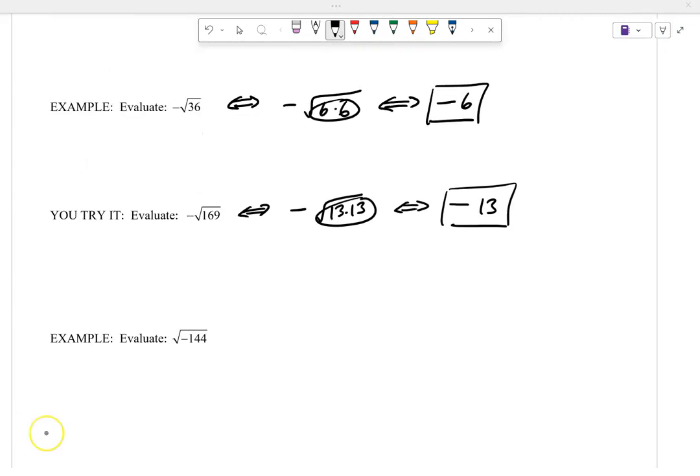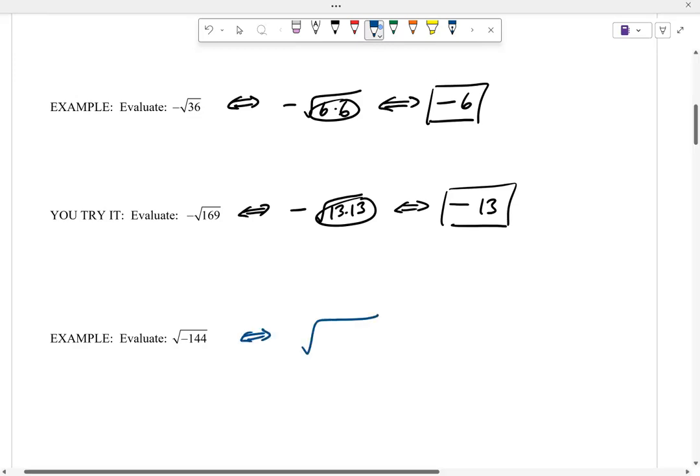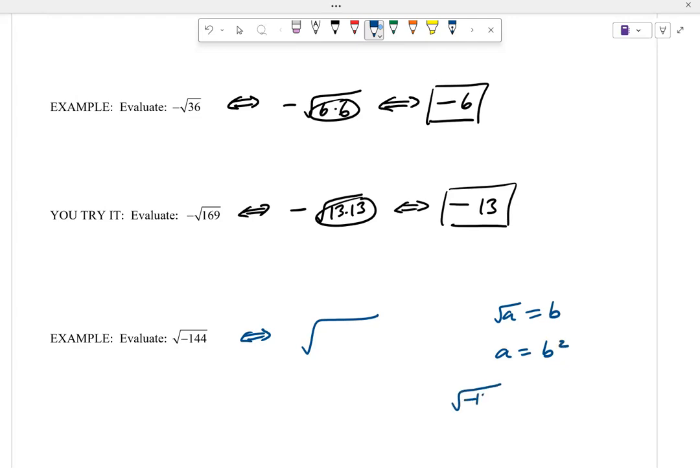Try the next one, and go ahead and check your try problem there. We've got the square root of negative 144. So we're asking, is there something times something that gives us negative 144? Hopefully you say no, that's not going to work. Remember, the square root of a equals b if and only if a equals b squared. There are no two things multiplied to give us negative 144, because if we multiply two things together, we're going to have a positive. So this is not going to work.